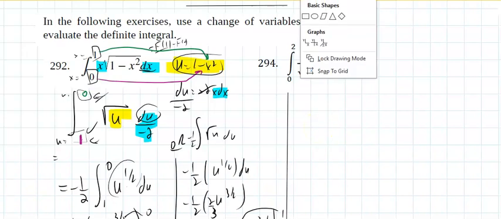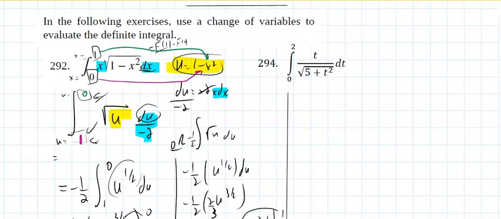What should I let u equal? The inside of a power function. I see one. That's a power function. 5 plus t squared. And du will be 2t dt.